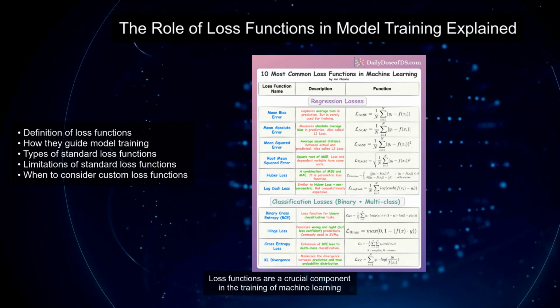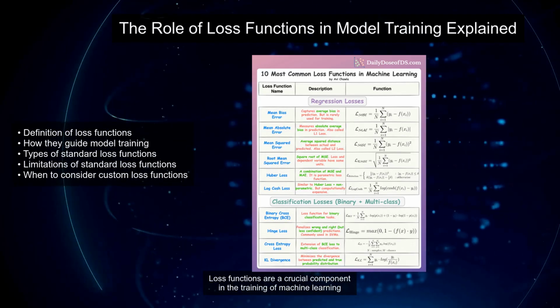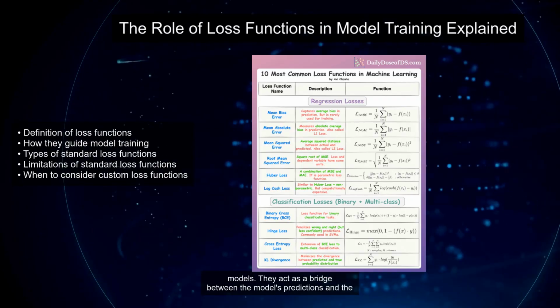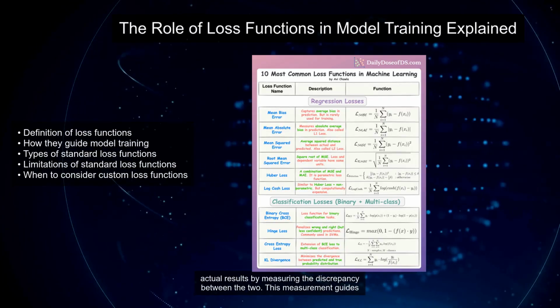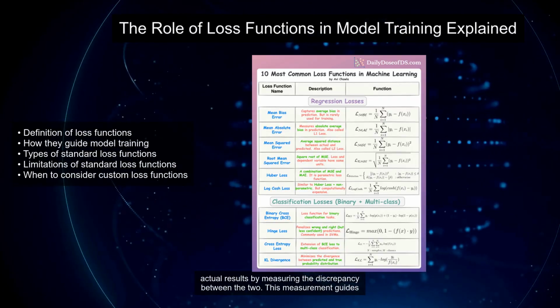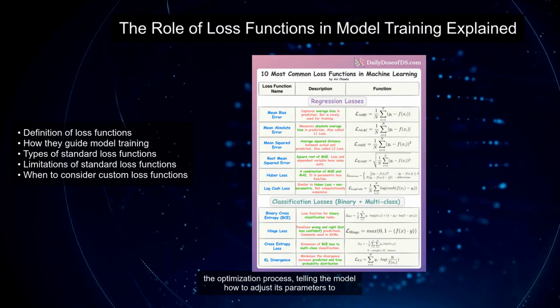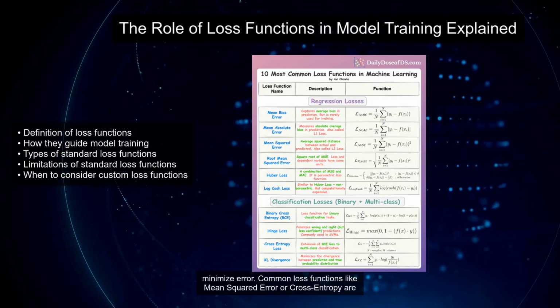Loss functions are a crucial component in the training of machine learning models. They act as a bridge between the model's predictions and the actual results by measuring the discrepancy between the two. This measurement guides the optimization process, telling the model how to adjust its parameters to minimize error.